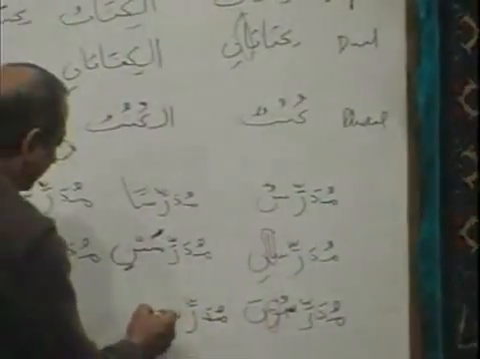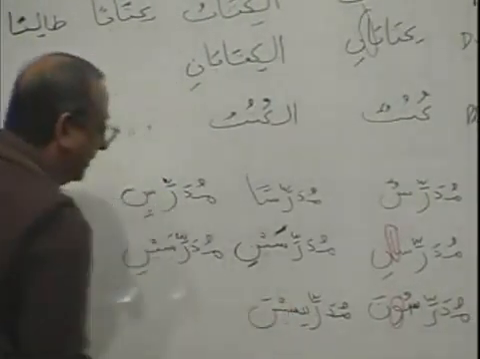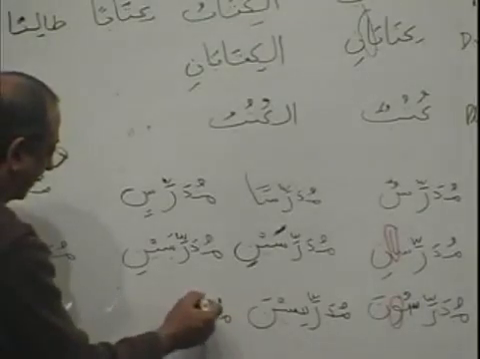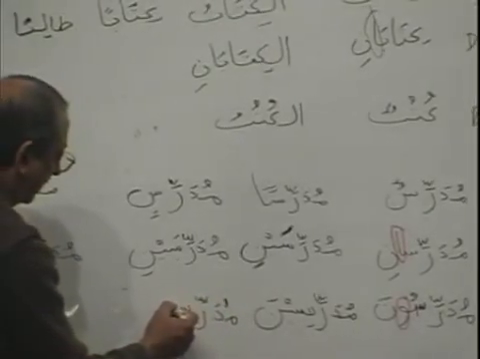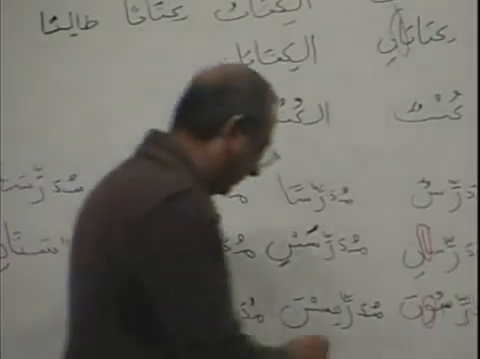Now, Mudarrisuna. What shall I do now? Make it mansub. Mudarrisina. And then what is again? Mudarrisina. Okay, brothers and sisters?